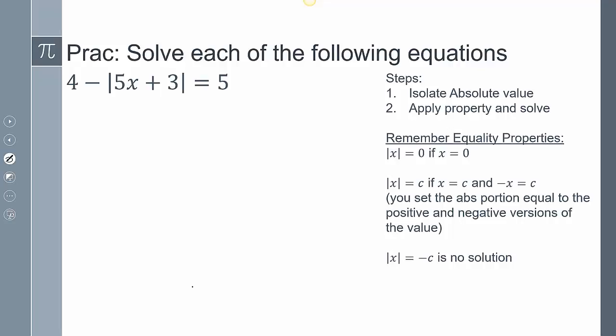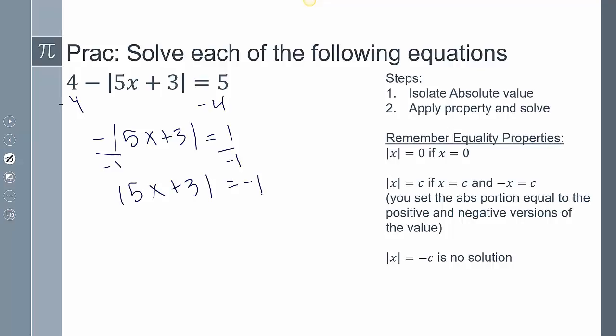So looking at this example here, if I minus 4 on both sides, right, I have to isolate my absolute value. I get the negative absolute value of 5x plus 3 equals 1. Divide both sides by negative 1. I get 5x plus 3 equals negative 1. Now here's the issue. My c is negative, so therefore it's going to be no solution. We have to catch that. Make sure that you recognize that it's going to be no solution when we do that.